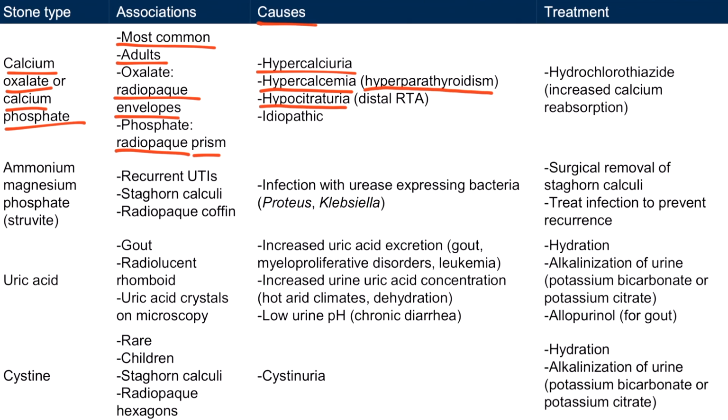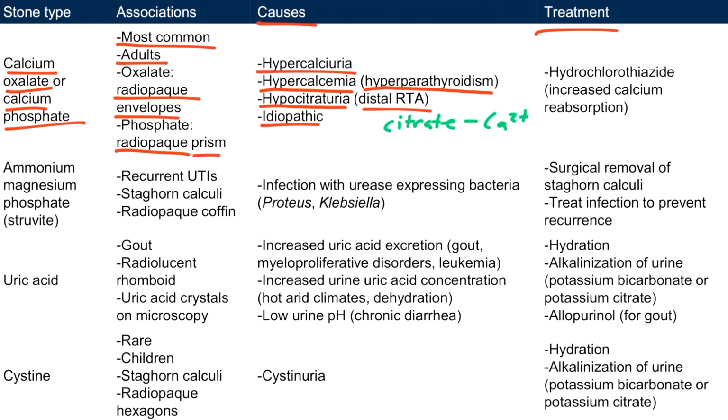Now, hypocitraturia occurs as a complication of distal renal tubular acidosis. In this condition, tubular citrate reabsorption is increased, leading to decreased citrate in the urine. And that's a problem because citrate normally binds calcium, and by doing that, citrate would prevent calcium from precipitating and forming a stone. So, low urinary citrate means calcium is more free to bind to oxalate or phosphate and form stones. And sometimes it's just idiopathic. We don't really know what is causing the calcium stones.